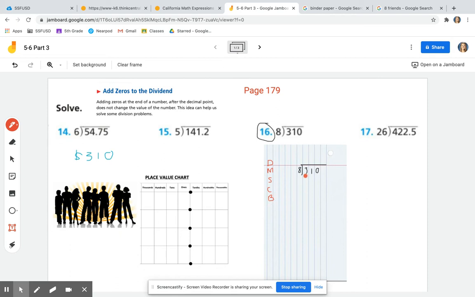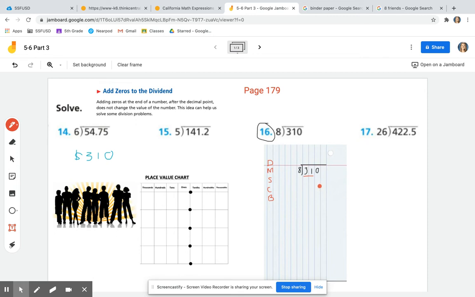So first step is we're looking at our dividend, 310. We're going to do some underlining, starting with the digit 3. And we're asking ourselves, can 8 go into 3? It cannot. So we're going to continue our line. And now we have 31 underlined. Can 8 go into 31? Yes, it can. How many times can 8 go into 31 without going over?